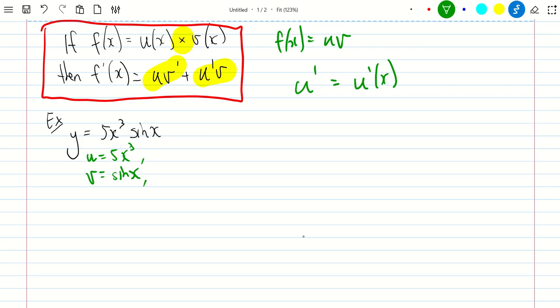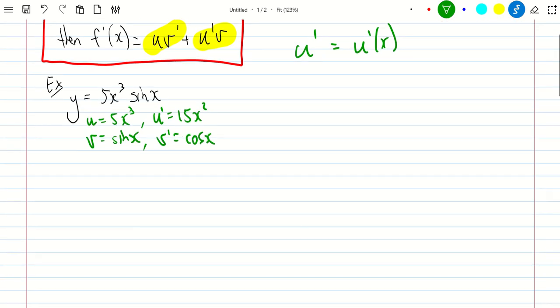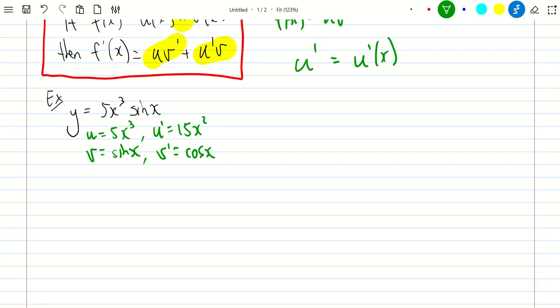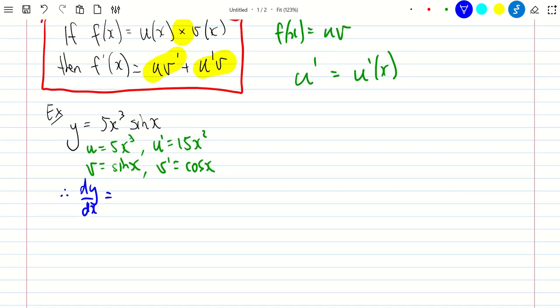So if u is equal to 5x cubed, then u dash, the derivative of that, is equal to 15x squared. And v dash, the derivative of sine x, is just cos x. So I've just done my little bit of working out there. And so let's now do it. Therefore, I can go straight to my derivative, dy/dx is equal to, so what is it? It's u times v dashed, so it's this one times this one, plus this one times this one. And it doesn't matter which order you do them in because it's plus.